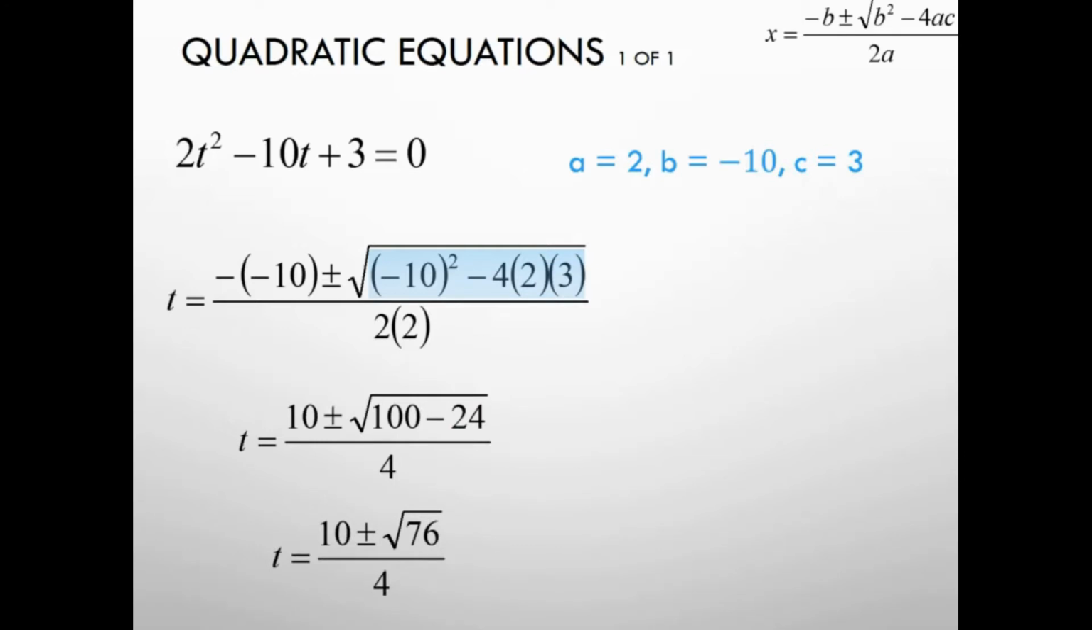76 can be broken into factors of 4 and 19. Since 4 times 19 is 76, the square root of 4 is 2. And to simplify this, we have a common factor in the numerator of 2, factoring out a 2, and then canceling 2 in the numerator and the denominator results in the final simplification for our solution, 5 plus square root of 19, the quantity over 2, and 5 minus square root of 19, that quantity over 2 for the two solutions.